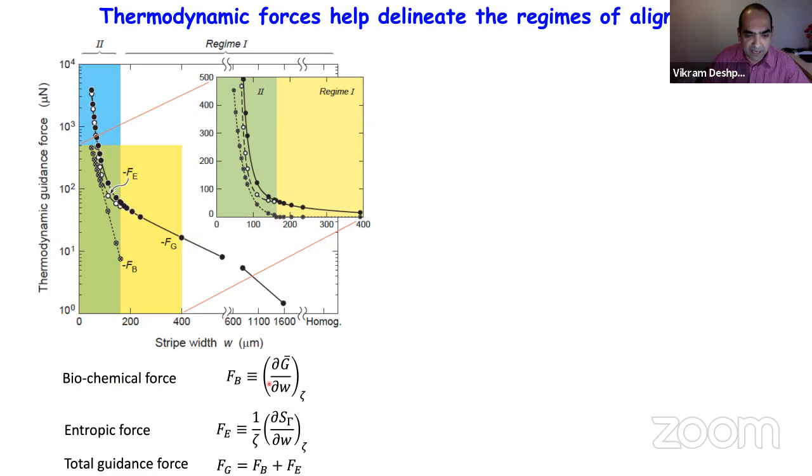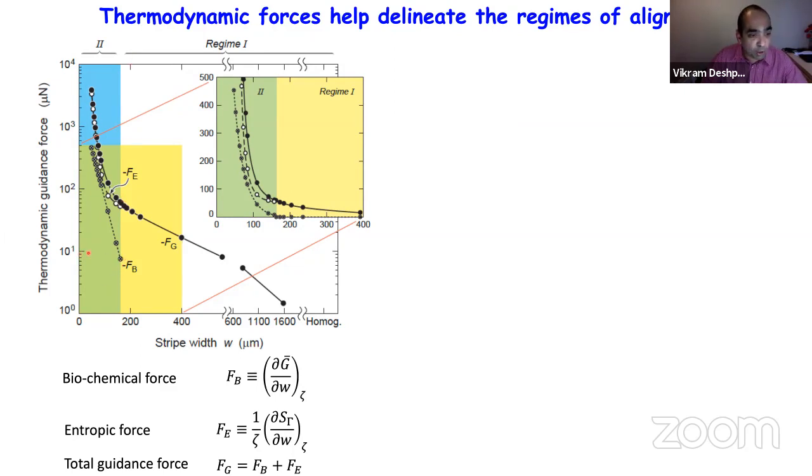We can define a biochemical guiding force, we can define an entropic force, and we can define a total guiding force. So this line here is showing the total guidance force as a function of the stripe width. It increases as you decrease the stripe width. The entropic guidance force is these lines here, and then it joins the total guidance force, while the biochemical guidance force is drawn here like that, and it basically goes to 0 beyond this regime 2.